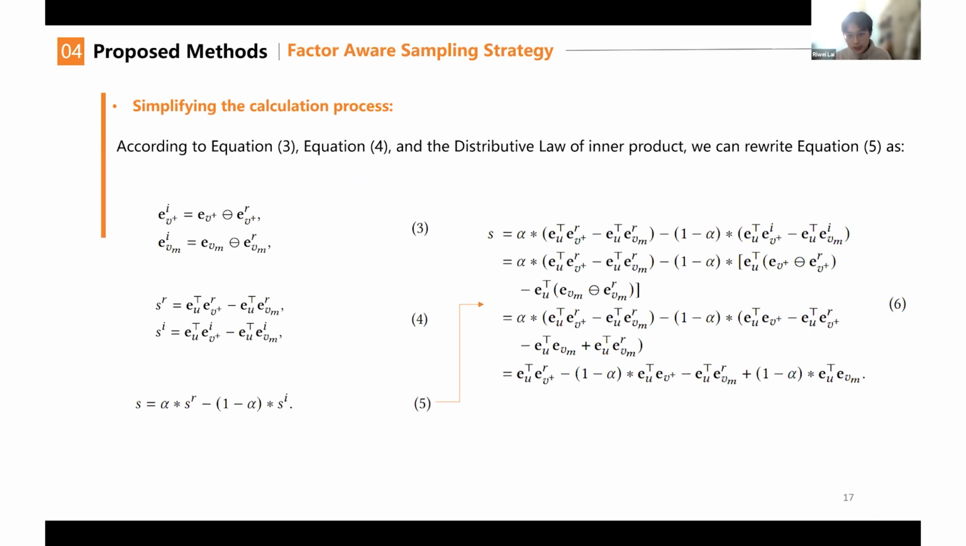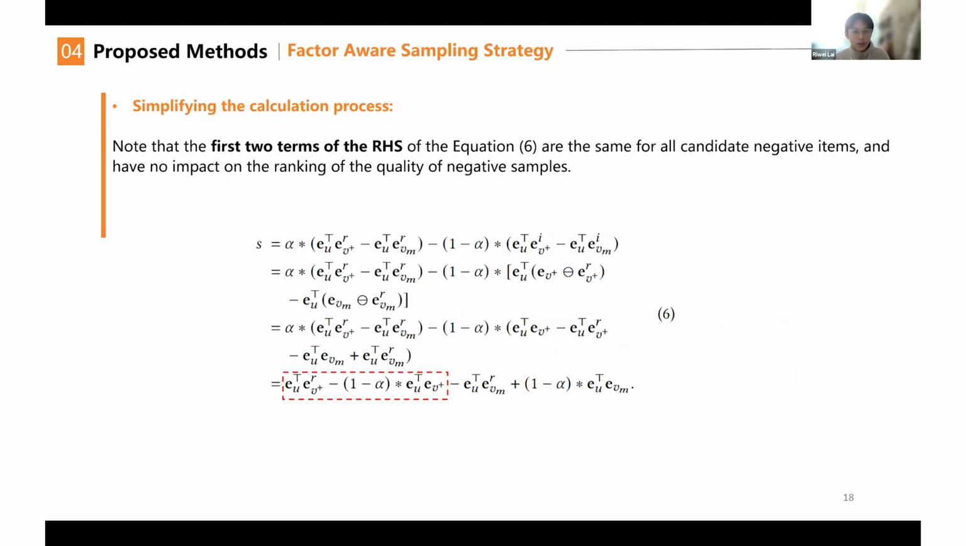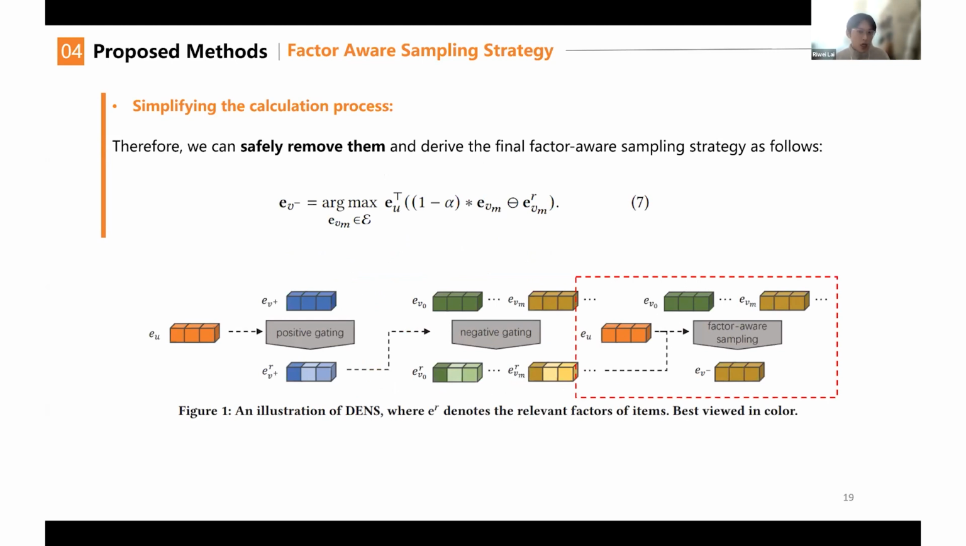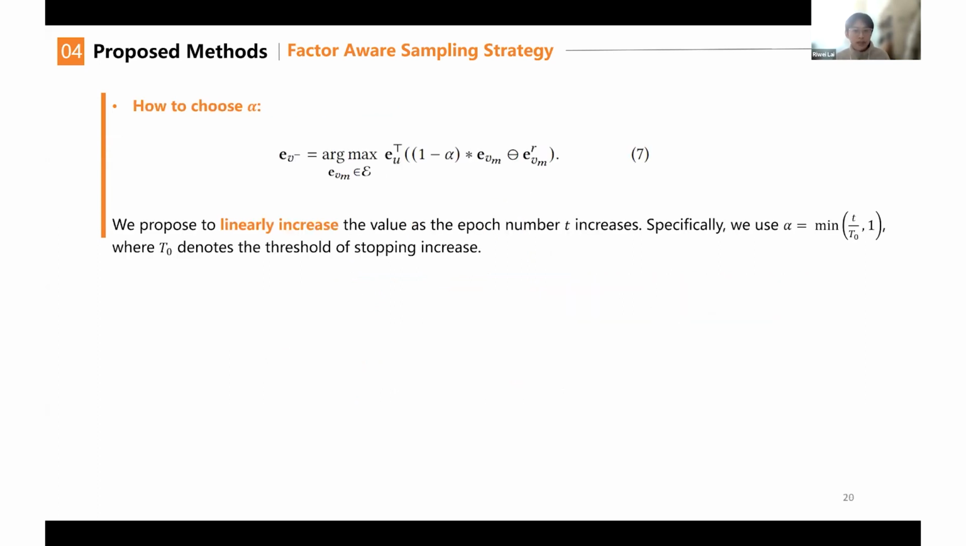Then we will show you how to simplify the calculation process according to equations 3 and 4 and the distributive law of inner product. We can rewrite equation 5 as follows. Note that the first two terms of the right-hand side of equation 6 are the same for all candidate negative items and have no impact on the ranking of the quality of negative samples. So we can just safely remove them and give the final factor-aware sampling strategy as follows, which is very simple and easy to implement. The final question in this part is how to choose alpha.